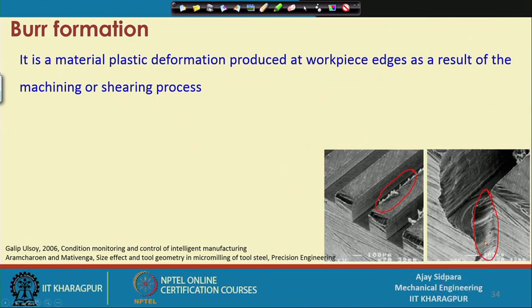So, what is the burr? It is material plastic deformation produced at the workpiece edge. You mostly find it at the workpiece edge only. These are the top edge, so this is called the top burr. This is the edge at the entrance or the exit, so you can call it the entrance burr or the exit burr, as a result of the machining or shearing process. These are something we have to avoid or minimize. Mostly, avoiding is very difficult, because you have to set the process parameters in such a way that you can reduce the burr formation.